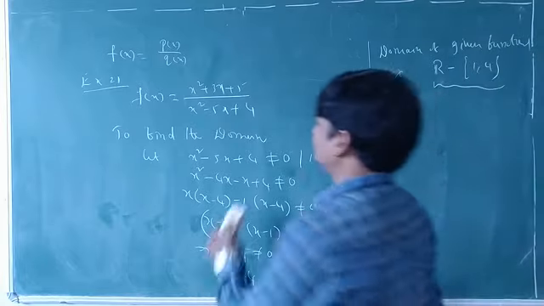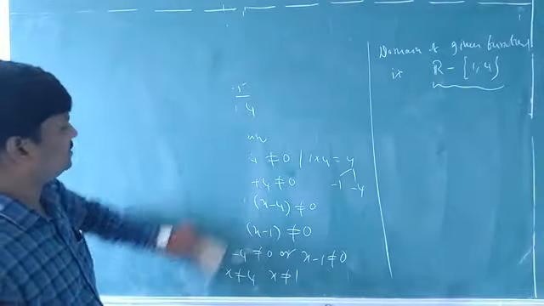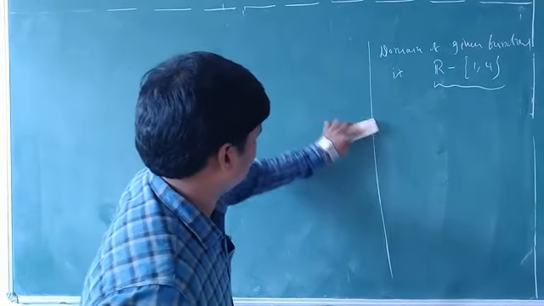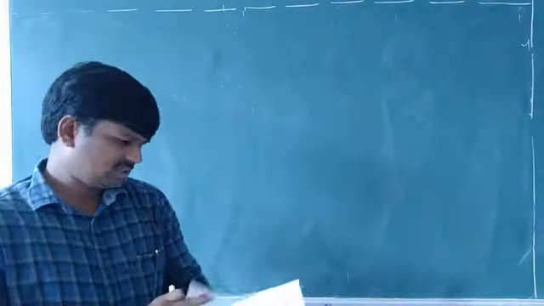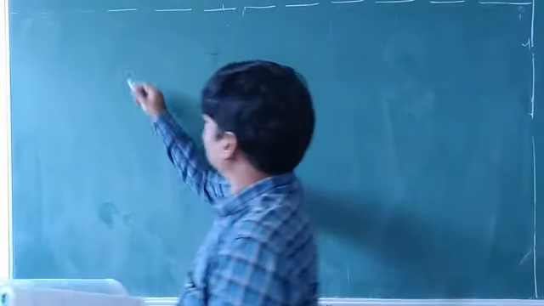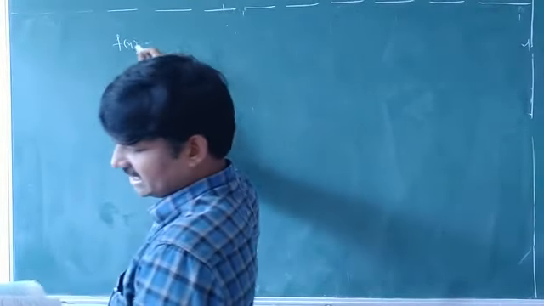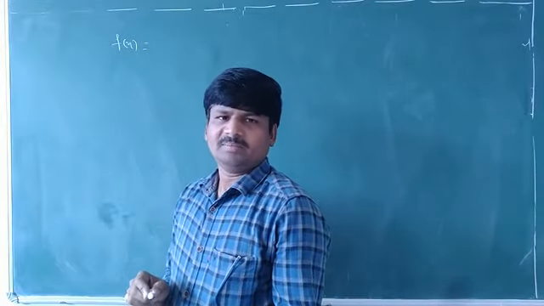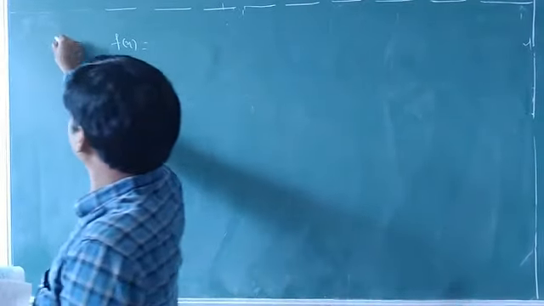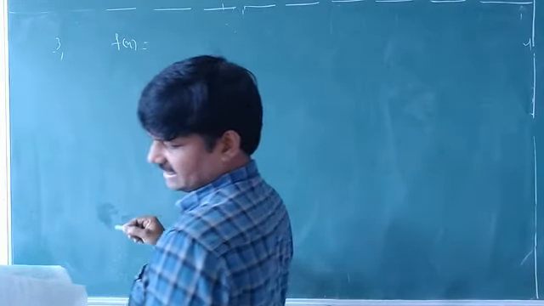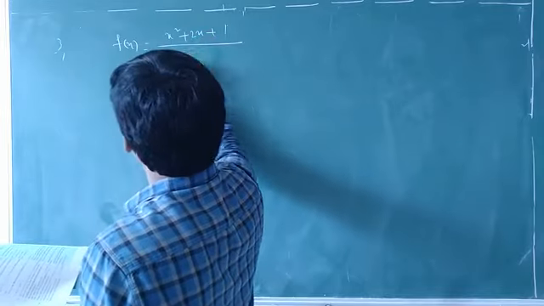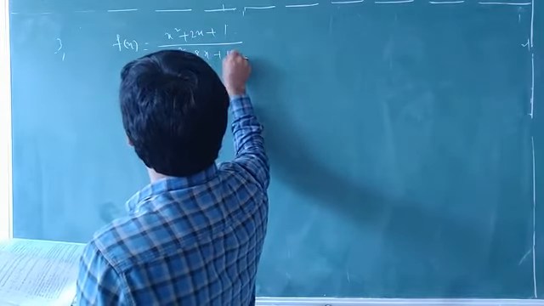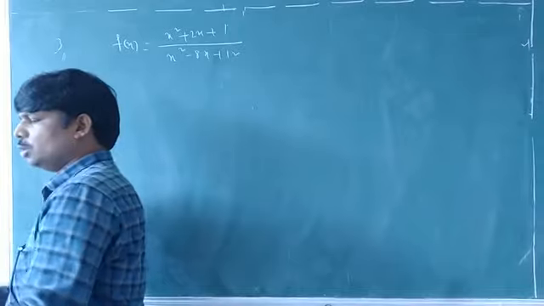Understand? Yes. So same like this, one more question is there, so these questions we have to solve in this manner. One more question is given: find the domain of the function, from miscellaneous exercise, question number 3. F of x is equal to x squared plus 2x plus 1 by x squared minus 8x plus 12. This is also the same. Find the domain.